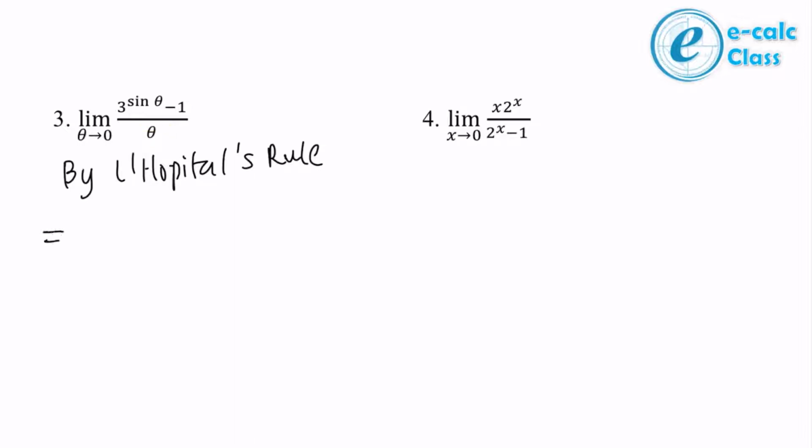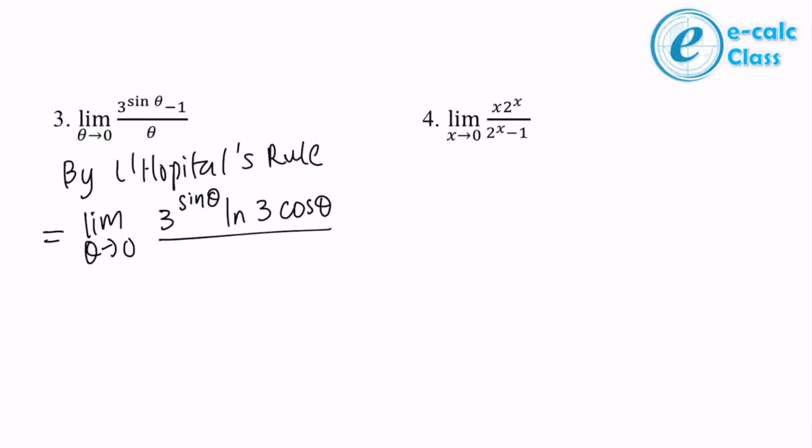Now it would be the limit as theta approaches 0 of 3 to the sine theta. Remember, because this is not base e, this is base 3, so you need to multiply with a ln 3. Then differentiate sine theta, you get a cos theta. Differentiate negative 1, you get a 0. Then like I said, this equals 1. And yeah, you're pretty much done.